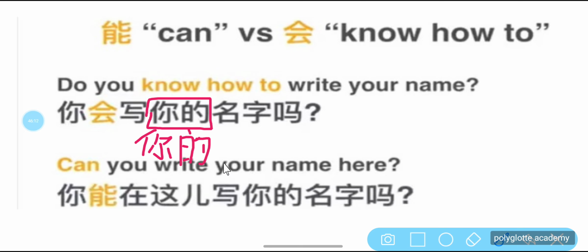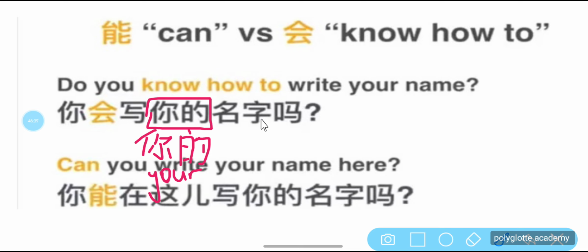So that is nǐ, which is you alone. This character means you. So let's write the you. That is you, and then de is coming to make it possessive. So nǐ de means your. 非常好.